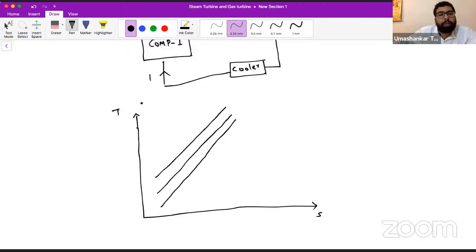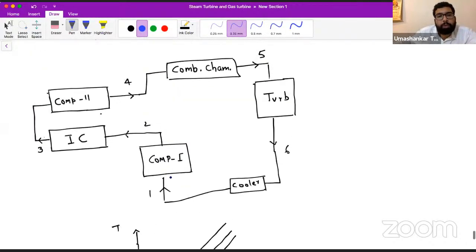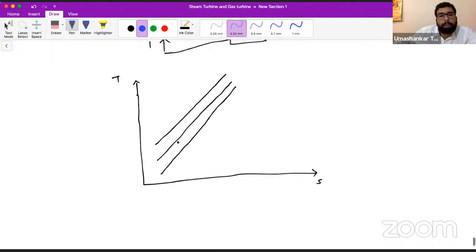From 1 to 2, if you see this diagram, compression is happening. Applying all the air standard assumptions, we can say this is 1 to 2, isentropic compression. In the intercooler, what will happen? Constant pressure heat rejection will be there. So we will come to this point 3. What will happen?